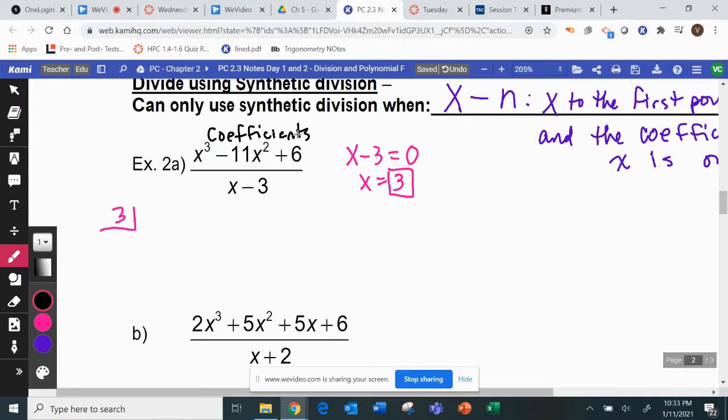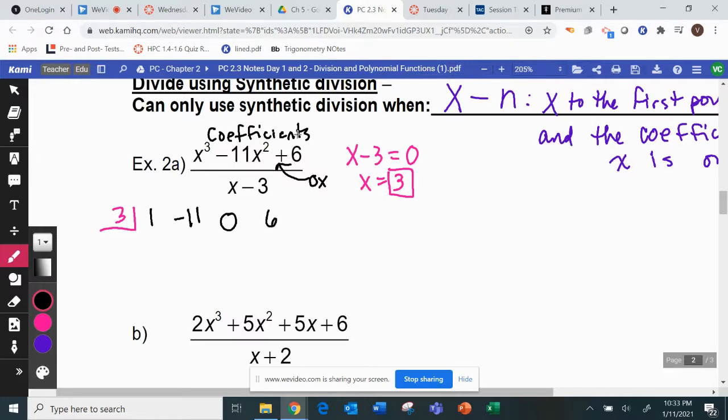Hold on, this is divisor, dividend. I think it's dividend. Okay, so we're going to use the coefficients for that. So we've got 1 x to the third, then we've got negative 11 x to the second. And then look, we have no x's. So we do need to have that 0 x in there, 0 x's, and then 6.